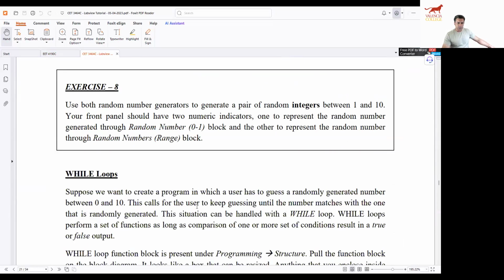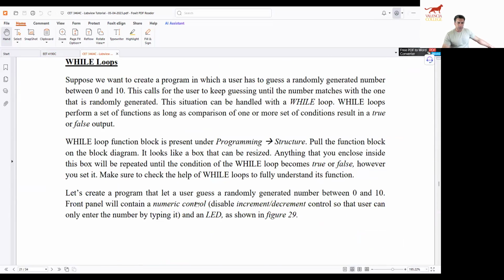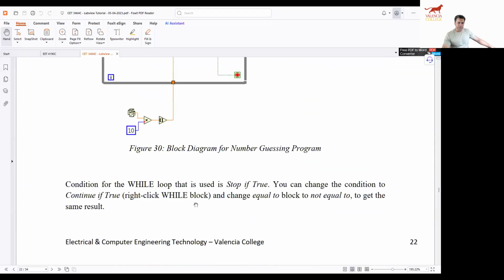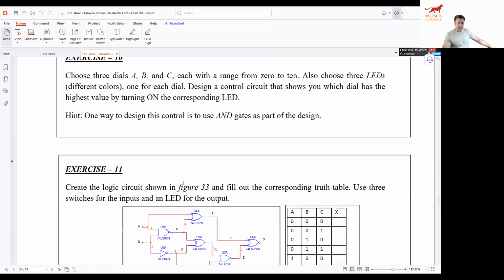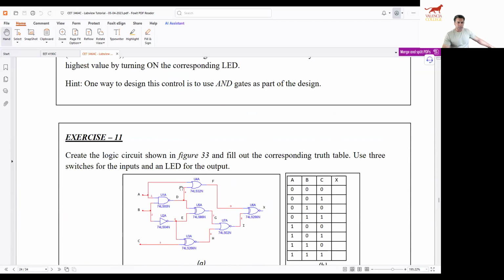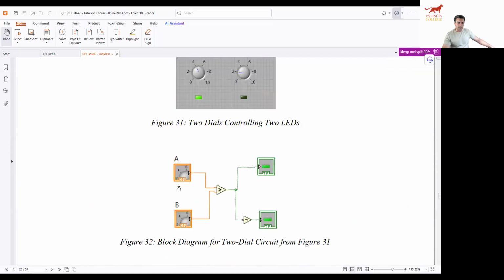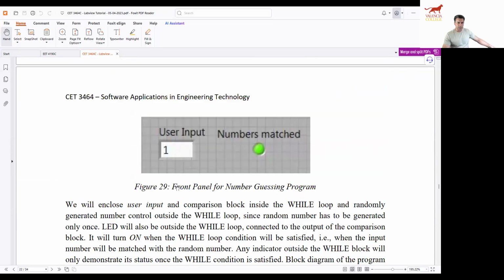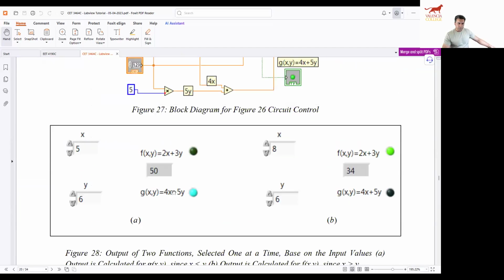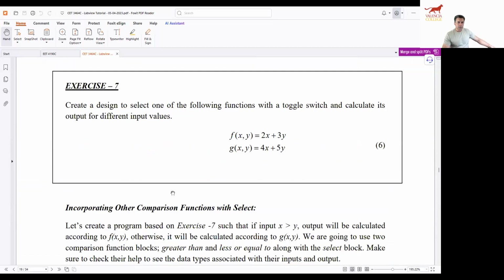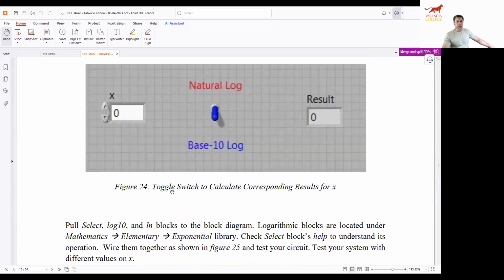Let's see, random number. We're going to look at the blocks that generate random numbers. And then we are going to look at while loops. And finally, we are going to look at the Boolean functions. And there are multiple exercises that you have to do, 9, 10, 11, and I believe 7 and 8. So 5 exercises that you have to do.